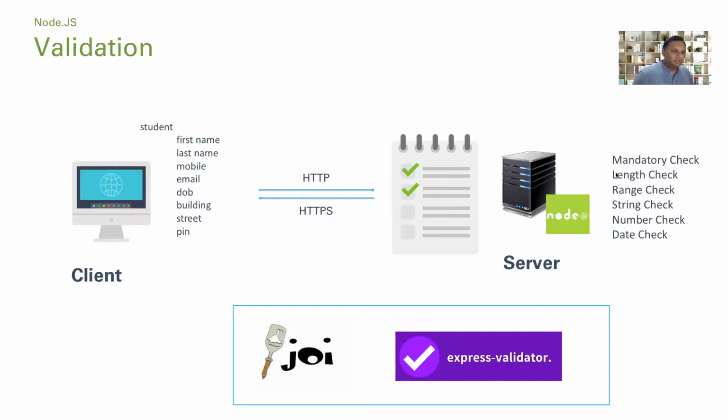You need to check things like mandatory fields, length checks of values, range checks, string checks, number checks, date checks. Various applicable laws or rules that you want the input data to adhere to need to be validated. There are two common frameworks used nowadays in the world. One is called Joi and the second is Express Validator. Today we're going to see an example of both of them.